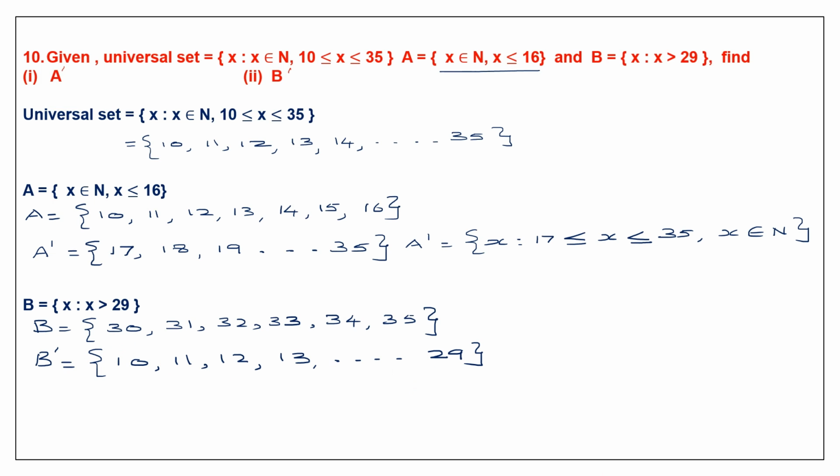So up to 29. Now this we can write as B dash is equal to, in the set builder form, x is such that, now we are starting with 10, isn't it? So x is greater than or equal to 10 and the last number is 29, so we can say less than or equal to 29. And x belongs to natural numbers. We can add this also. So now we have the complement of set B: x is such that x is greater than or equal to 10, less than or equal to 29, x belongs to natural numbers.